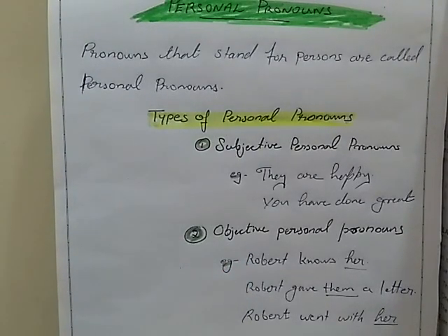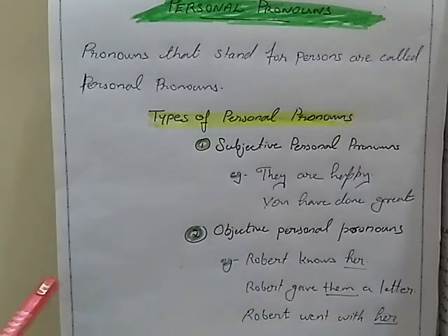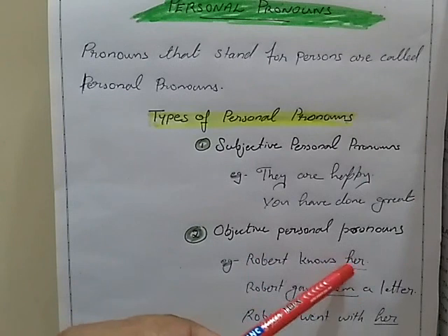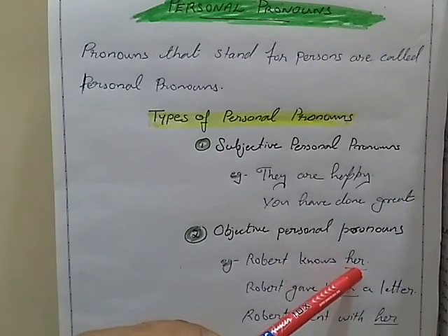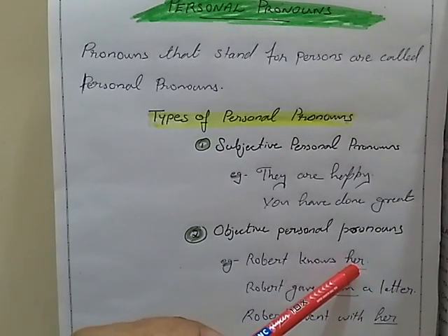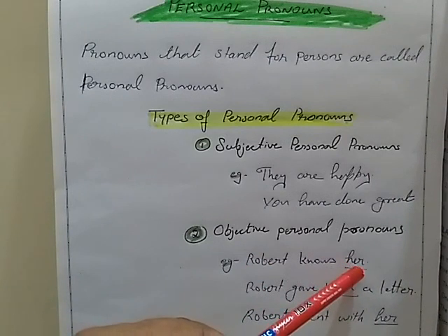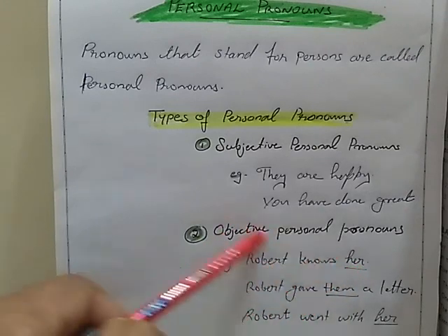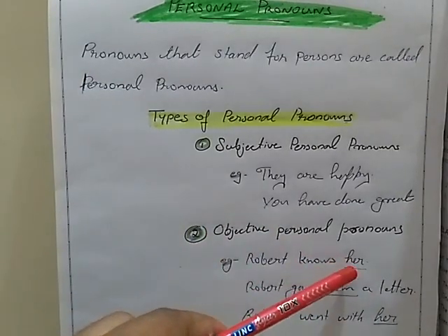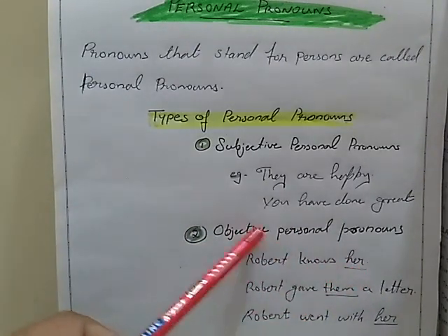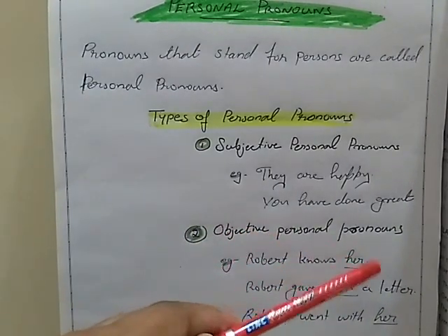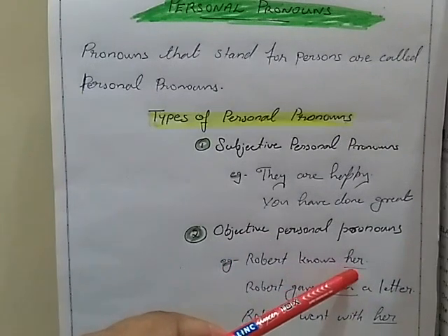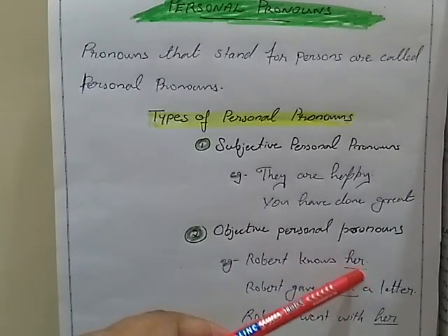A robot knows her. Here, her is the personal pronoun, and we have used it as the direct object in the sentence. Objective personal pronoun, we used the pronoun as an object, so we call it an objective personal pronoun here. This is a direct object here.